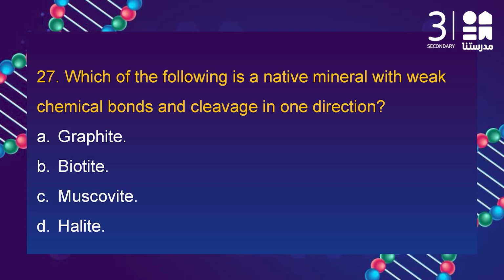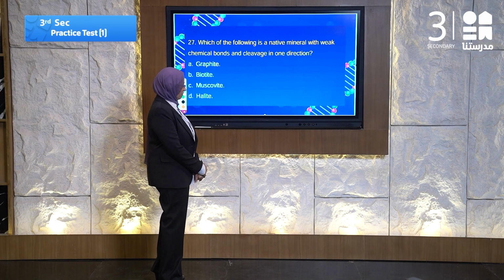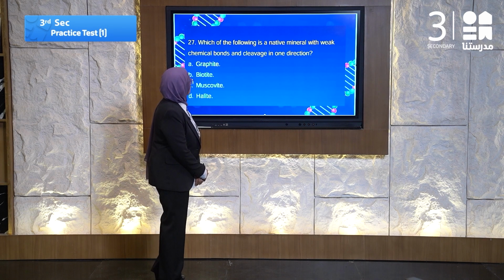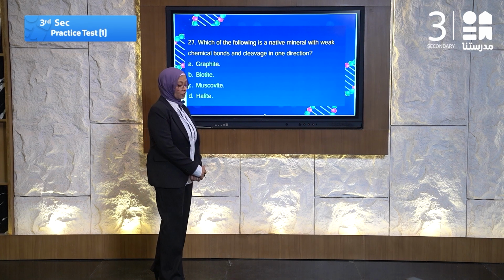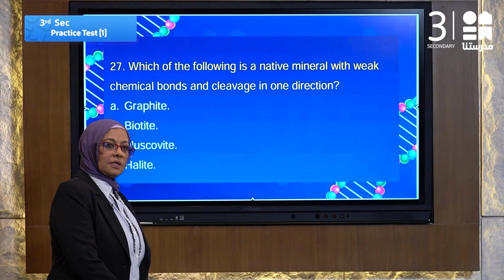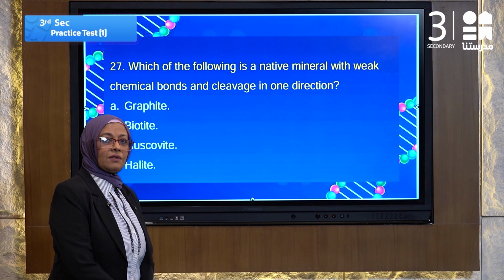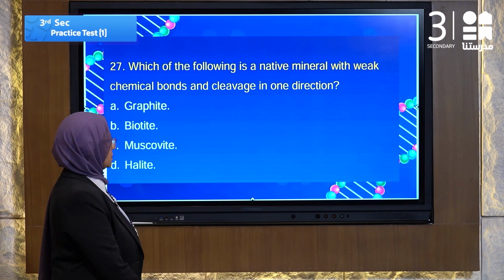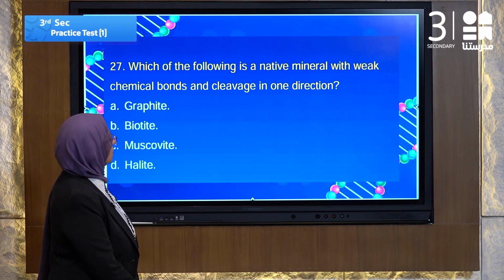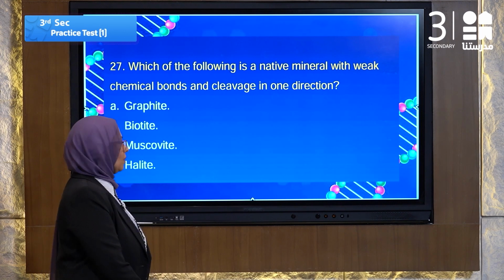27. Which of the following is a native mineral with weak chemical bonds and cleavage in one direction? So there are two axes. The first one is about weak chemical bonds and the other is cleavage in one direction. There are many types of chemical bonds, weak chemical bonds and strong chemical bonds. The weak chemical bonds, here we don't know. How about the cleavage in one direction?